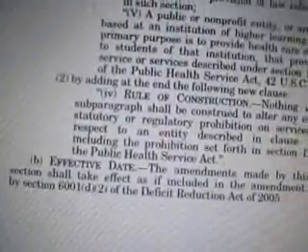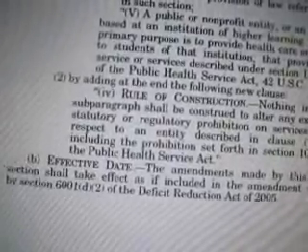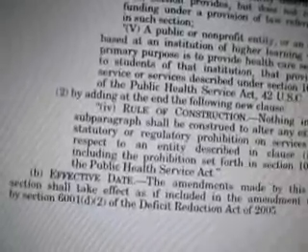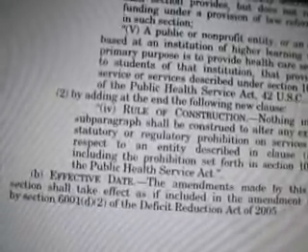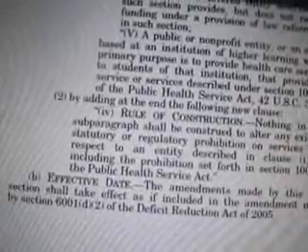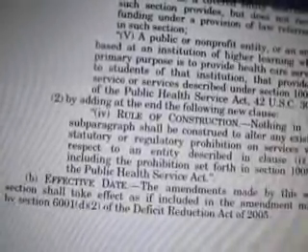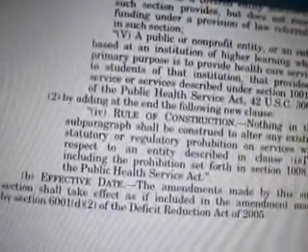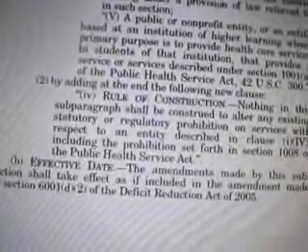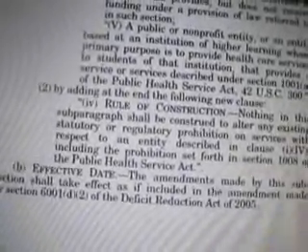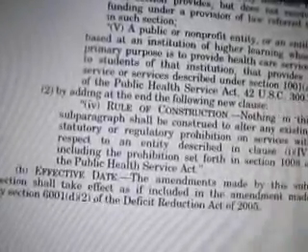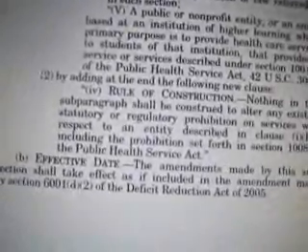And finally it says, 2, by adding at the end the following new clause, rule of construction. Nothing in this subparagraph shall be construed to alter any existing statutory or regulatory prohibition on services with respect to an entity described in Clause I-4, including the prohibition set forth in Section 1008 of the Public Health Service Act, and the effective date. The amendments made by this subsection shall take effect as if included in the amendment made by Section 6001(d)(2) of the Deficit Reduction Act of 2005.